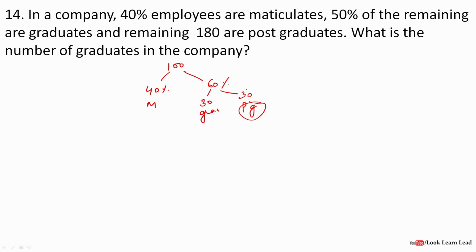So this 30% is equal to 180. The remaining is 30% and these 180 are postgraduates. So what is the question? What is the number of graduates? The graduates are 30%, and 30% is equal to 180. So 180 is the number of graduates in the company. Next question.